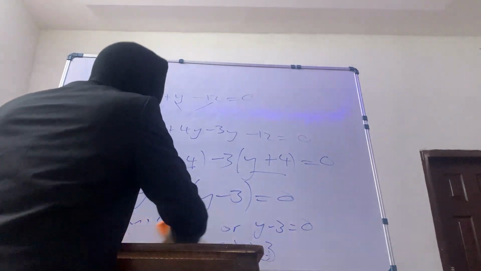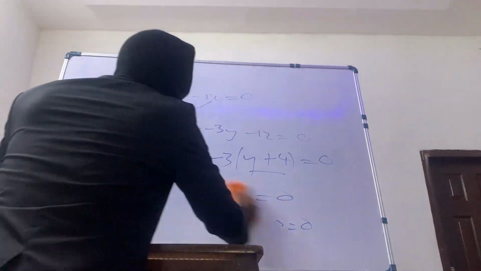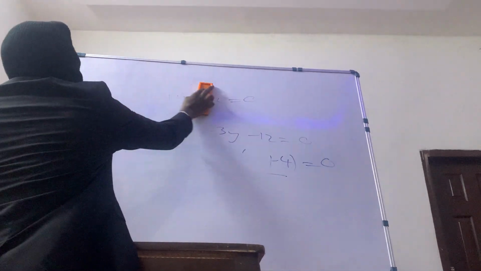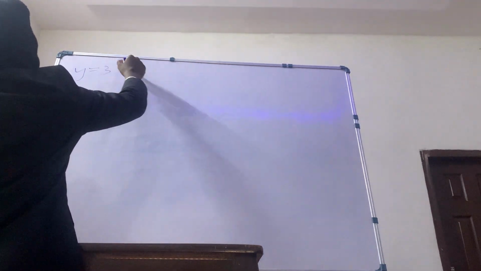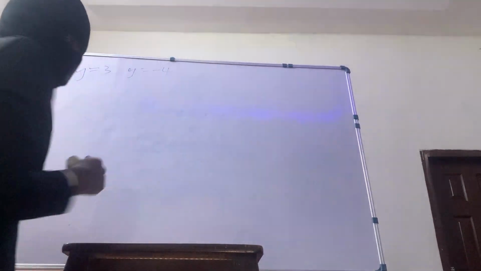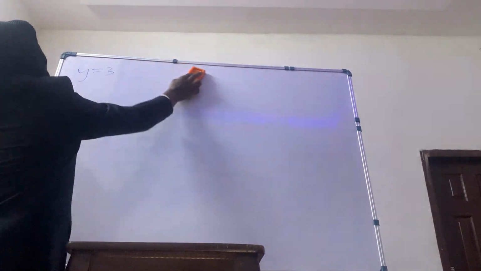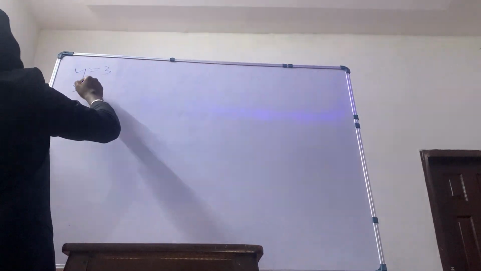The sum has been completed. This is the factorizing method. We have completed one of the methods. You have seen that we were getting y is equal to 3, and y is equal to minus 4. These were the solutions. Let me just write them here so that we don't forget about them.